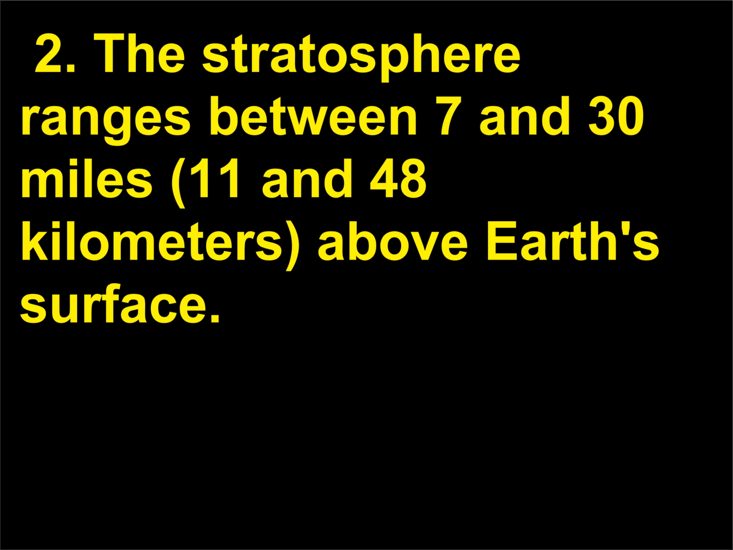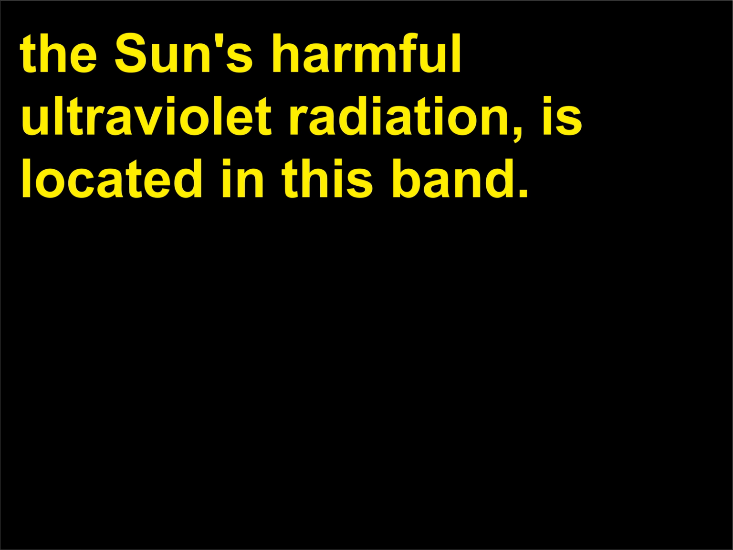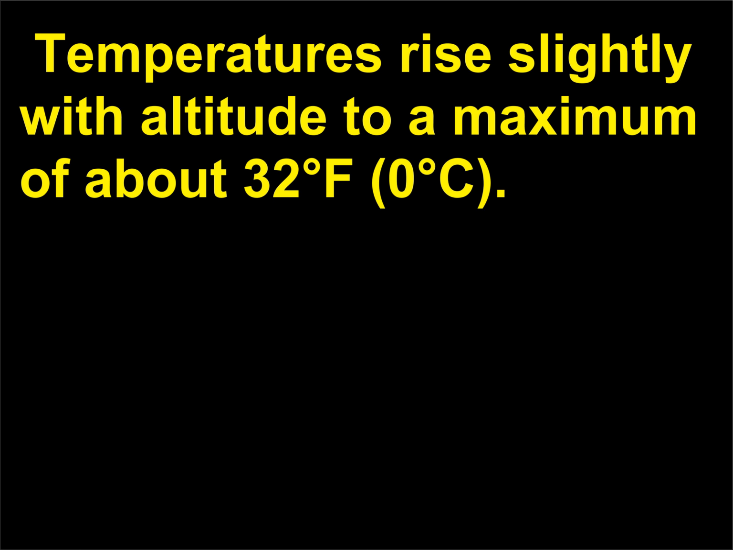2. The stratosphere ranges between 7 and 30 miles, 11 and 48 kilometers, above Earth's surface. The ozone layer, which is important because it absorbs most of the sun's harmful ultraviolet radiation, is located in this band. Temperatures rise slightly with altitude to a maximum of about 32 degrees Fahrenheit, 0 degrees Celsius.